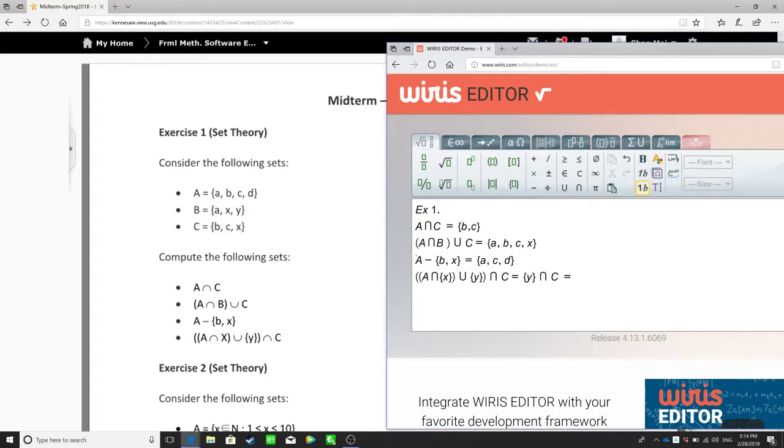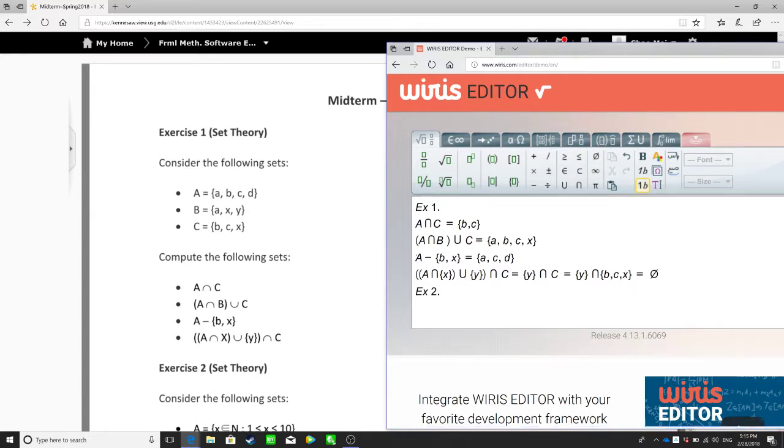BC. Okay, let's make it more clear. Now this is {y}, right? The first set is {y}. The second set is C, so it's {b, c, x}, right? So it's the intersection of {y} and {b, c, x}. They don't have anything in common, right? One has the y, one has the b, c, x. So it's going to be the empty set, or null set, whatever you want to call it. Okay. So that's exercise 1, some basic set theory. Alright, exercise 2 is also set theory.